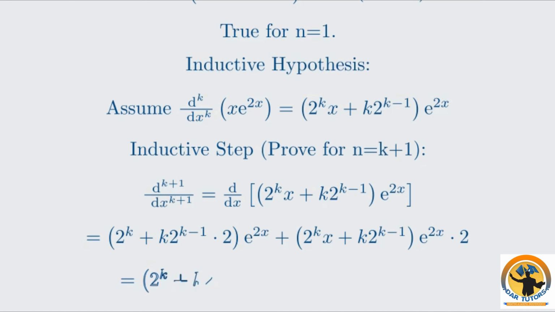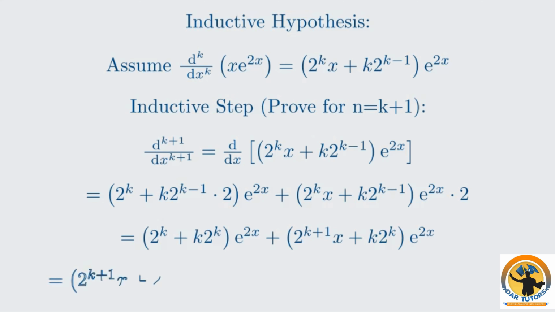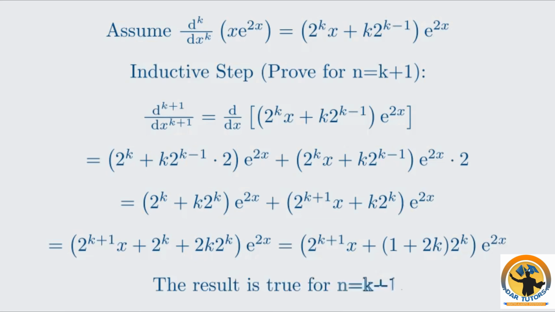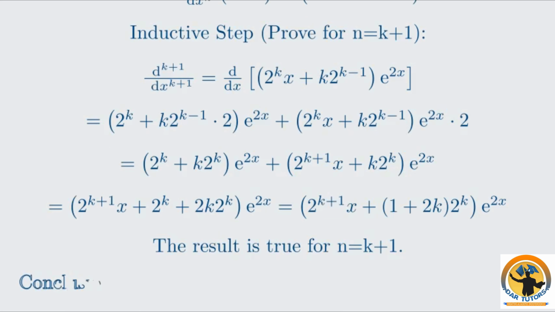This simplifies to 2 to the k plus 1 times x plus k plus 1 times 2 to the k. Factoring out e to the 2x, we get the formula for n equals k plus 1. The inductive step is complete. Conclusion. By induction, the formula is true for all positive integers n.